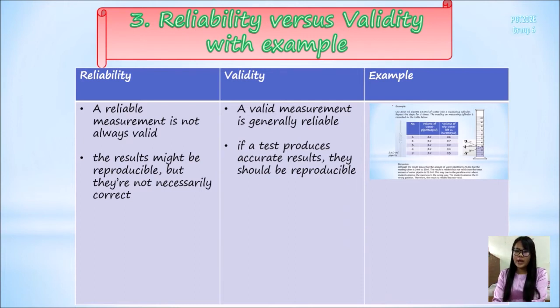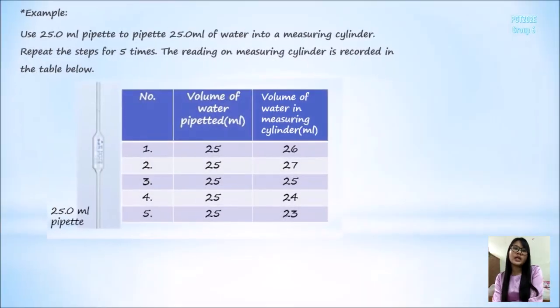I proceed with the example for the third difference. For the third difference, I could summarize that a valid measurement is generally reliable, but a reliable measurement is not always valid. I give an example. I take the science laboratory as an example. Use a 25.0 pipette to pipette 25.0 milliliters of water into a measuring cylinder. Repeat the test 5 times. The reading of the measuring cylinder is recorded in the table below.